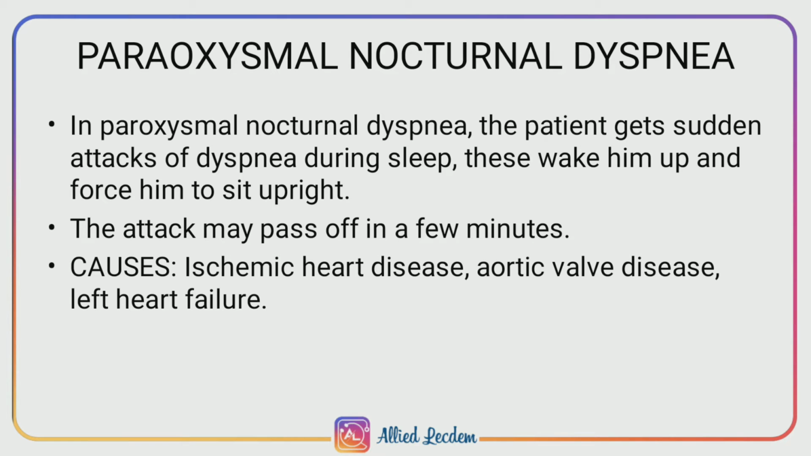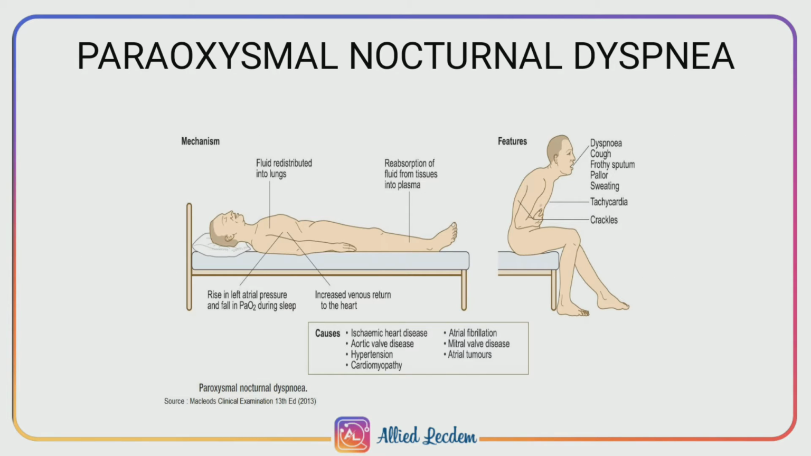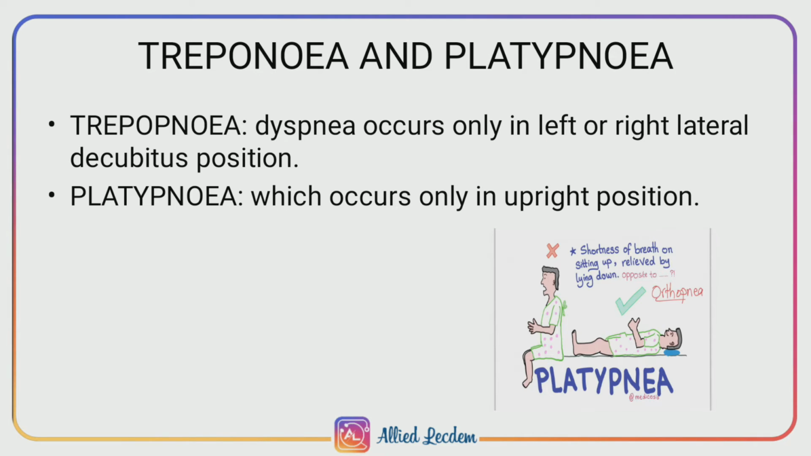The attack may pass off in a few minutes, and the causes are ischemic heart diseases, aortic valve diseases, and left heart failure. Trepopnea and platypnea. Trepopnea occurs only in the left or right lateral decubitus position, whereas platypnea occurs only in the upright position.